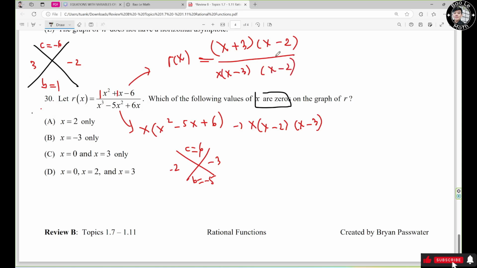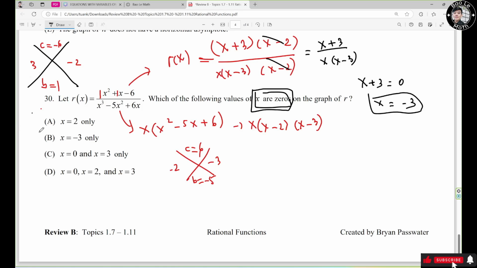Now I need to cancel out the common factor. So this one cancels out. I only end up with s plus 3 over s times s minus 3. So you just let the numerator equal 0. So s plus 3 equals 0, s equals negative 3. So the answer must be B.